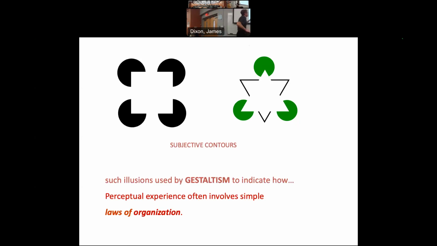So these things are sometimes called subjective contours. And they created these things to show how perceptual experience involves these laws of organization.